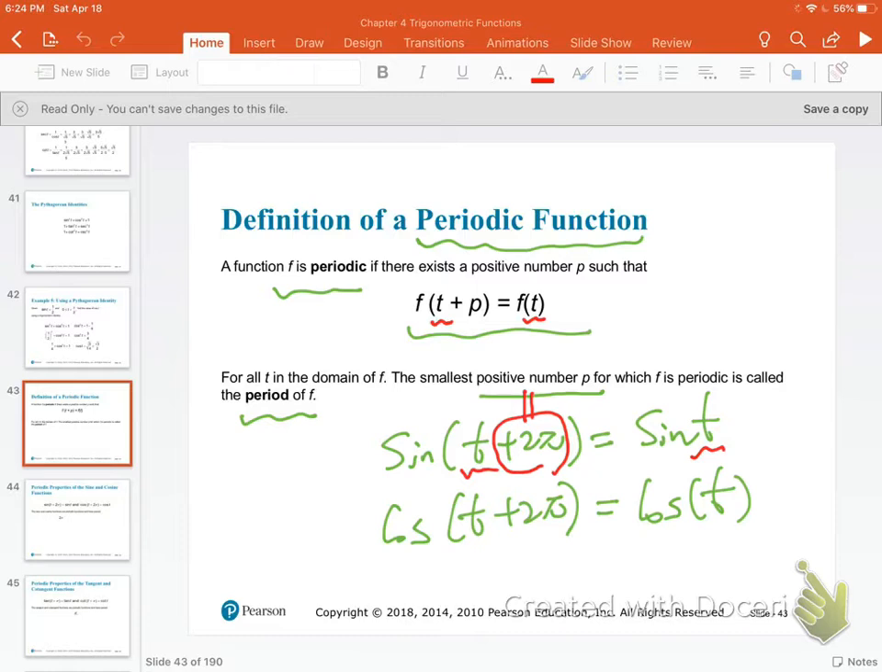The period for the sine function is 2 pi. Similarly, the period for the cosine function is also 2 pi. So they are both periodic functions. Now we will use the unit circle and this periodic function property to draw the graph of sine and cosine.